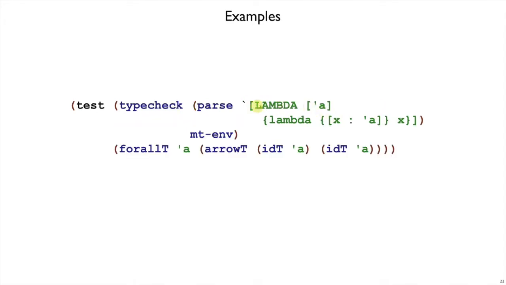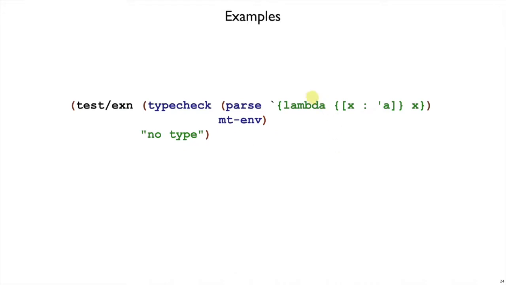And if we type check, so instead of interp now, we looked at this at interp. Now if we look at type checking this big lambda expression, it's big lambda parameterized by A, so we expect a for all parameterized by A. And then inside the body here we have a function, so it's going to have an arrow type from A to A, so that's why we have an arrow t from IDTA to IDTA.